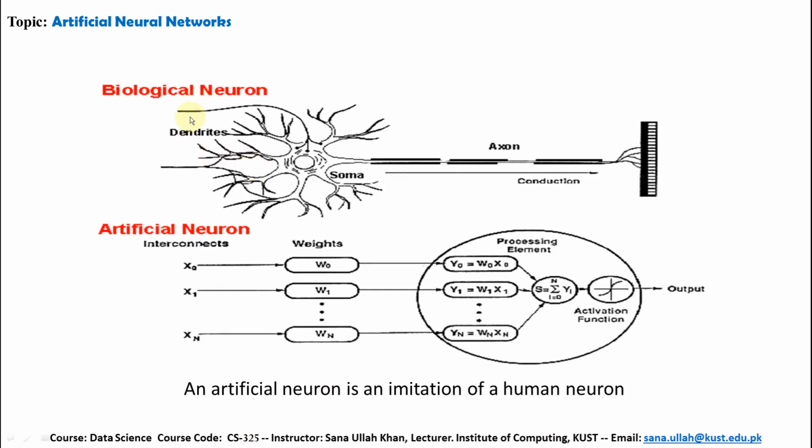So this is a biological neuron: dendrites, and this is the soma or body of the neuron. When it reaches the critical level, it discharges a spike, a signal, which is carried by the axon to other neurons. In an artificial neuron, these are the inputs and these are the weights on the inputs, and this is the soma or body where all inputs are combined. This is the activation function, which converts the shape of the signal and then gives the output to another neuron.